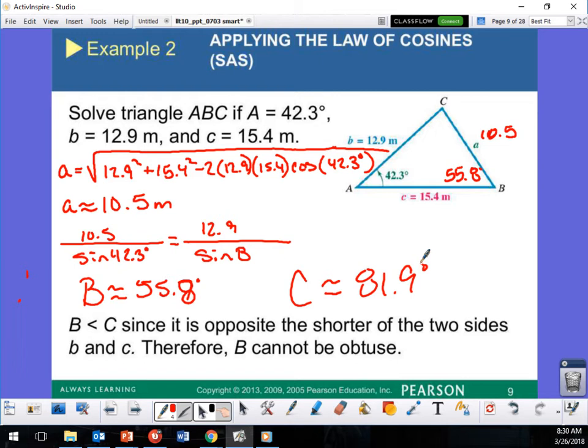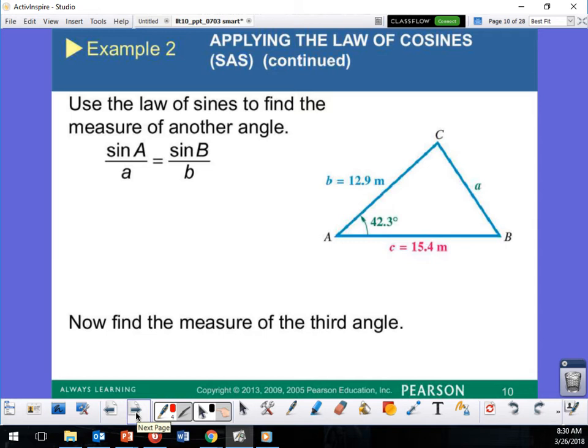Yes. How'd you get the 55.8? Cross products. Okay, so when we do the cross products right here, we're going to end up here. Let me go to a different page. No, there it is right there. Anyway, all right. So we had 10.5 over sine of 42.3 is equal to 12.9 over sine of big B.